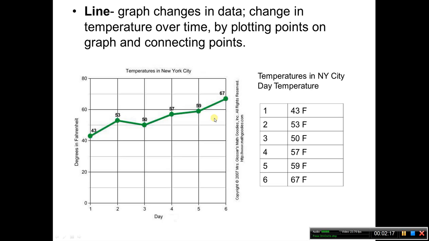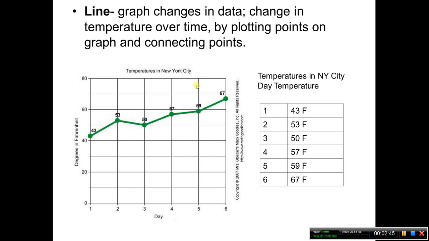The second type of graph, that maybe is the most common that you'll see in your classes, is a line graph. So line graphs graph changes in data. An example is a change in temperature over time, and they do this by plotting points on a graph and connecting the points. Now in later lessons we'll go over times you don't necessarily connect all the points. Sometimes you use a trend line, but we'll talk about that in a later video here.